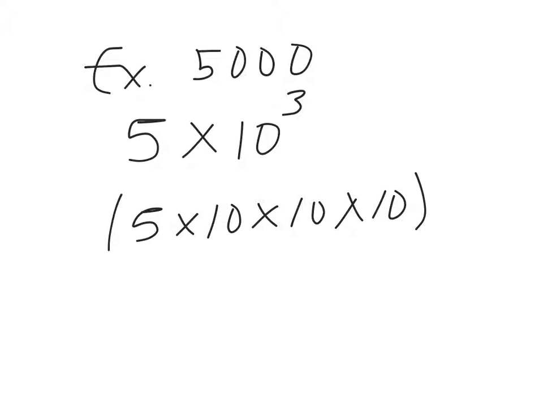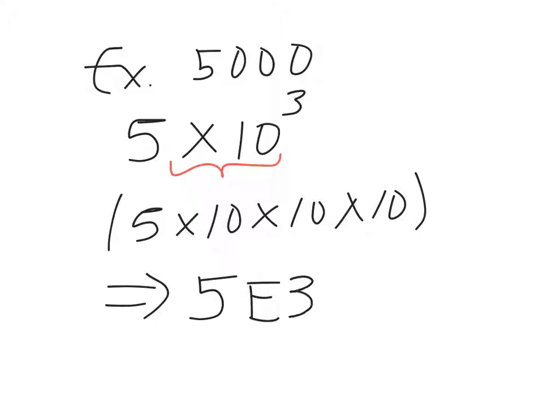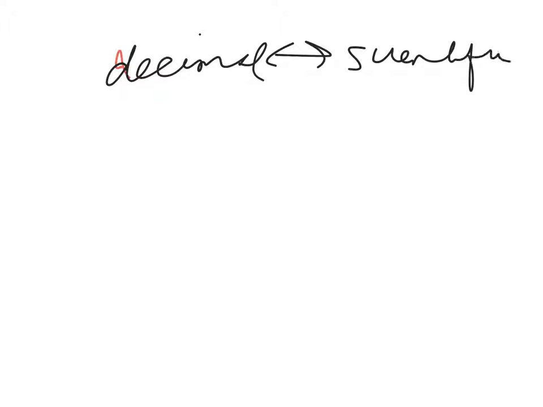Sometimes, rather than writing this whole part, we get even shorter notation, and we write it 5e to the 3, where this e here represents this times 10 to the third. So we're going to do some practice here where we're going to convert between decimal notation and scientific notation.